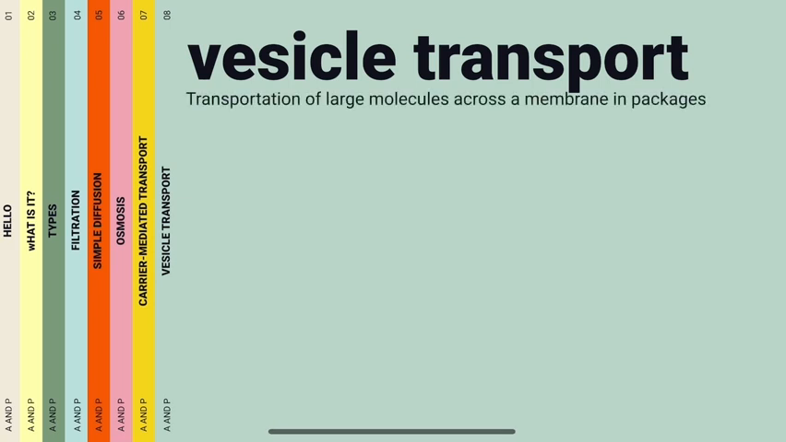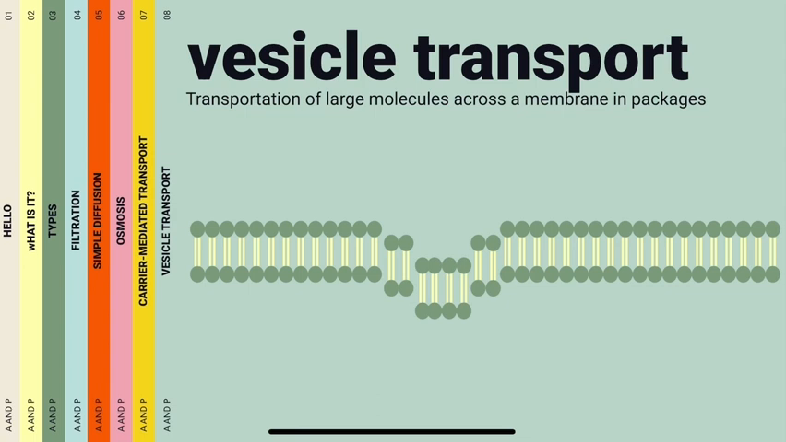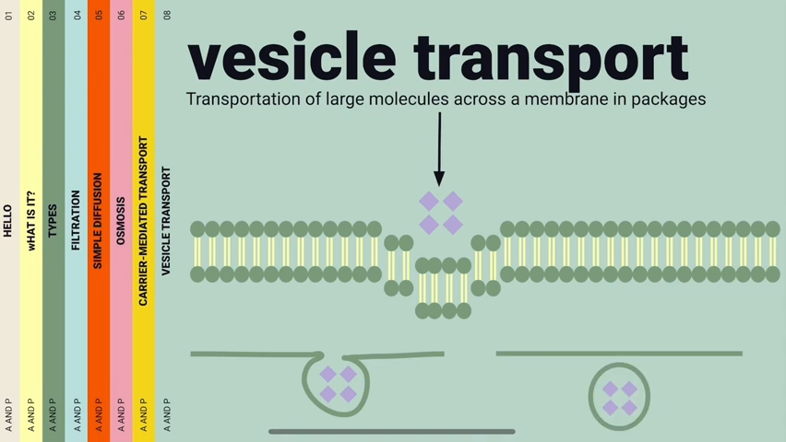Vesicular transport is transportation of large molecules across a membrane in packages or vesicles, which is why it's called vesicle transport. So as you can see, as those large molecules approach that membrane, the membrane will begin to form around it, almost creating a bubble, and officially closing off and moving those particles inside the membrane. Now this is called endocytosis.